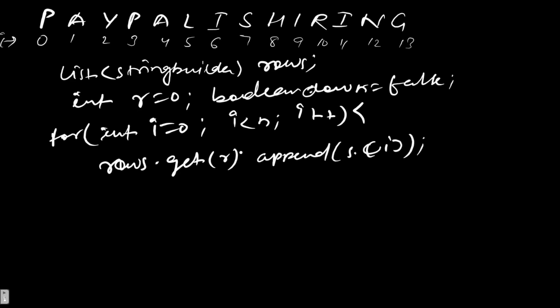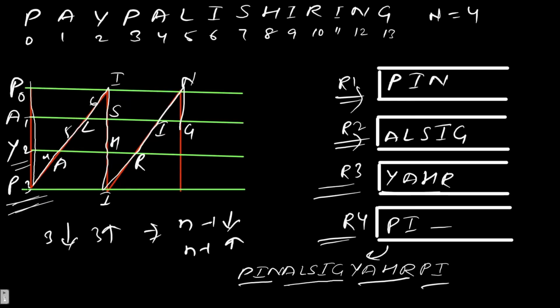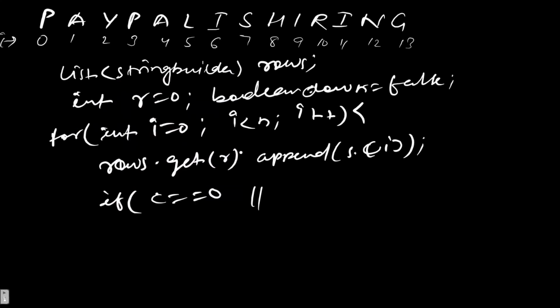Okay, then if we are moving backward, and whenever we reach n minus 1, from 0 to n minus 1, that is n equal to 4 here, we have to change our direction. So whenever c equal to n minus 1, we'll change our direction, that is down equal to not down. If it is true, then it will be changed to false. If it is false, then it will be changed to true.